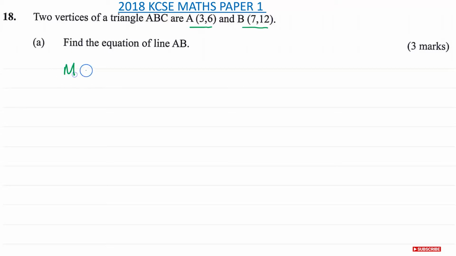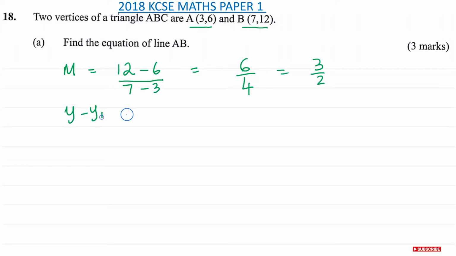So gradient is m, that's going to be equal to the difference in y, so 12 take away 6, divided by the difference in x, so 7 take away 3, and this is going to give you 6 over 4, which is 3 over 2. So now we know the gradient. We can use this formula, which is y take away y1 equals m times x take away x1. This is the quickest way to do it.